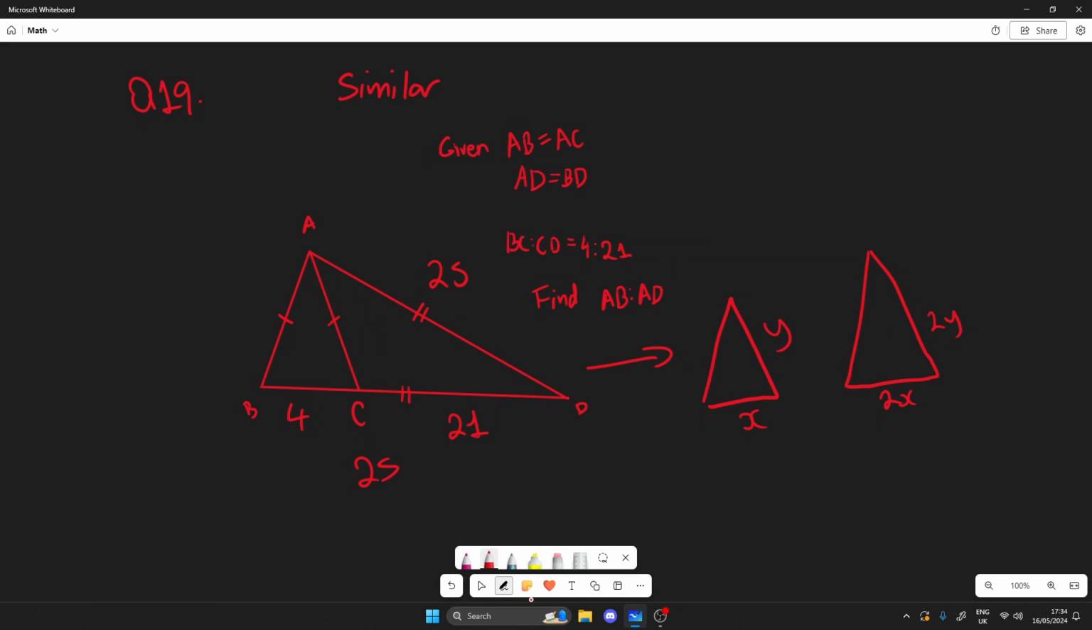So BD. What's important is we try to find AB first, right? Because we know AD. We know AD is 25. Anyone can tell you that. But we need to find AB. That's our main focus here. So instead of finding just the ratio, say our main goal is to find AB. So how do we do that?